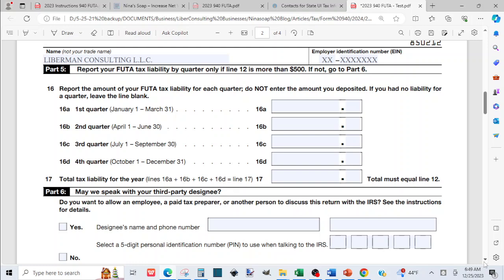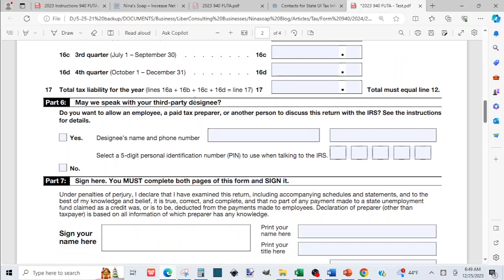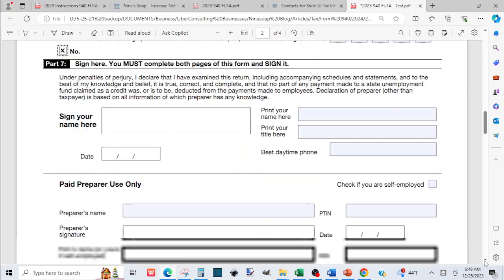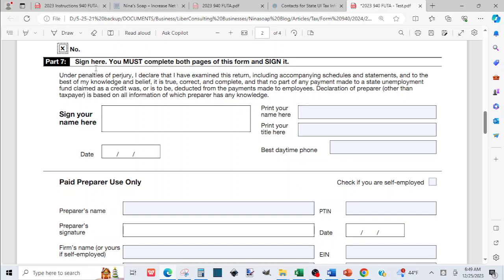So part 6, let's move on. May we speak with a third-party designee? If you choose somebody here, it's just related to this return, not any other return. But we are going to say no. If there is a question, IRS will address it to you specifically. And part 7, sign this return. So you will put your name, and in this example, we'll put the name, and we'll put the title, and we'll put the phone number.